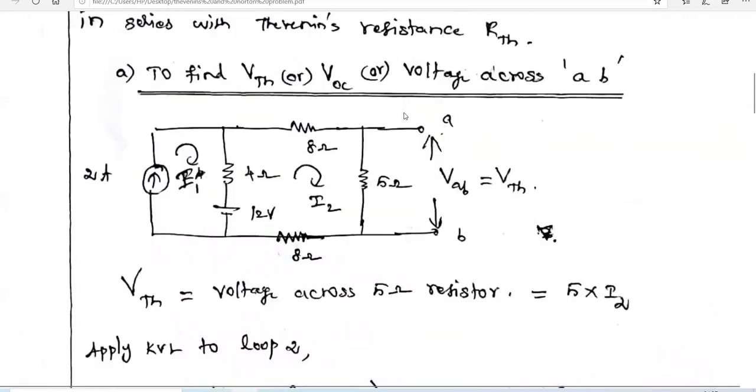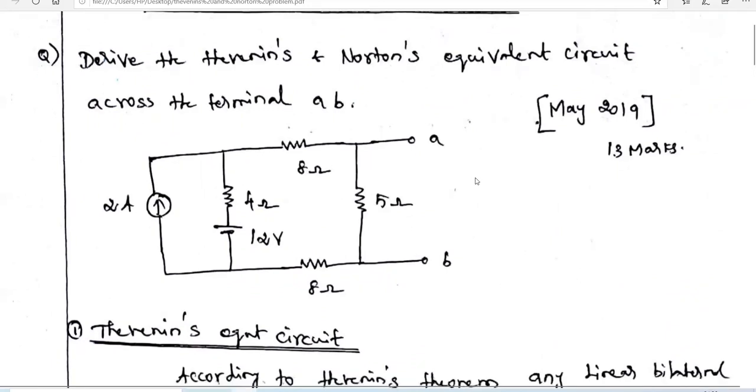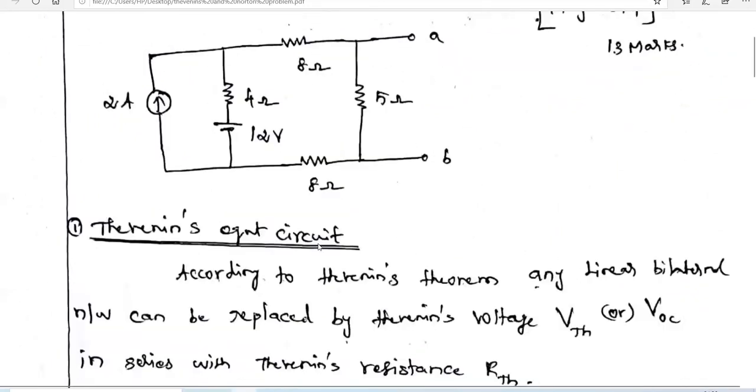Now the problem we are going to see: derive the Thevenin's and the Norton's equivalent circuit across the terminals A and B. This is a May 2019 question, for 13 marks. For the same circuit we have to obtain the Thevenin's equivalent diagram and the Norton's equivalent diagram. First, we are going to solve this problem using Thevenin's theorem.